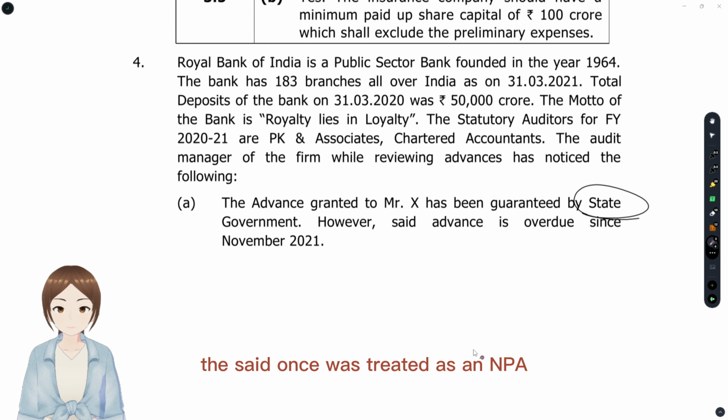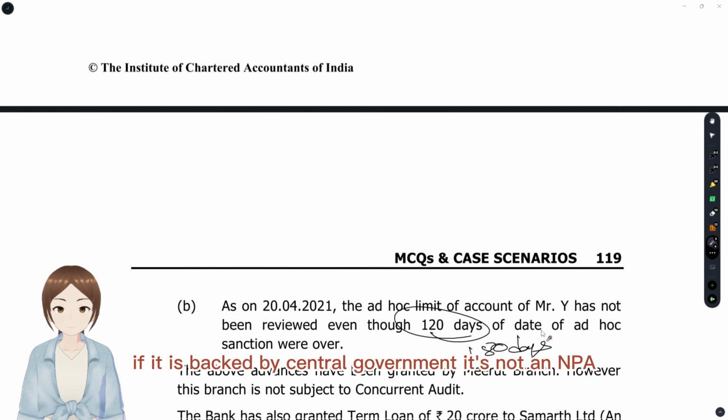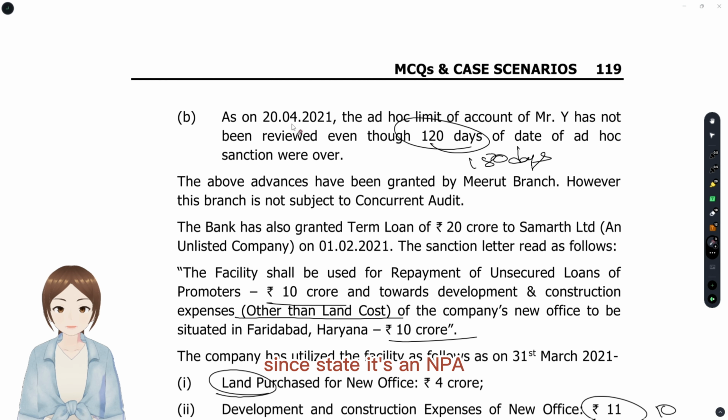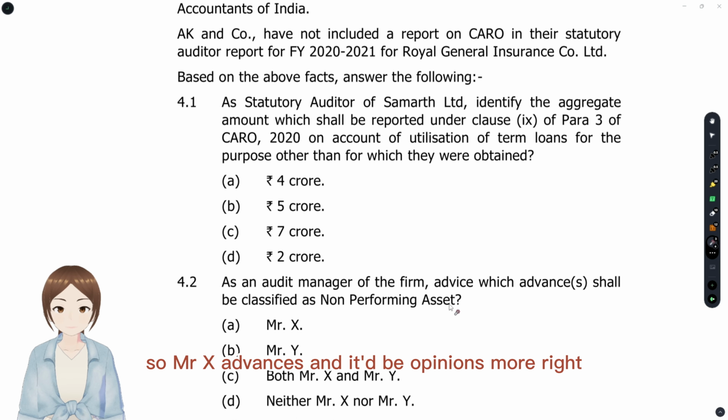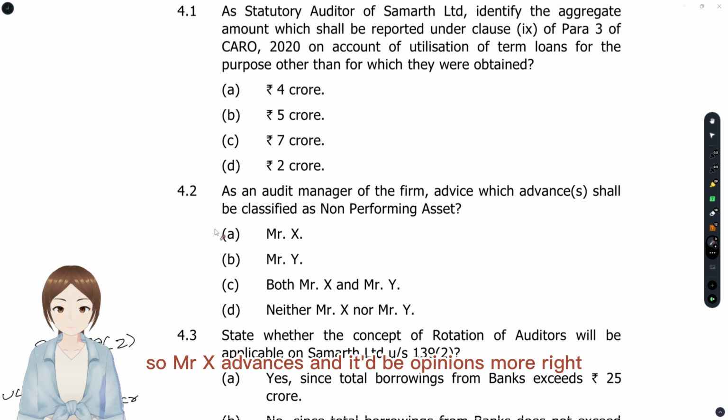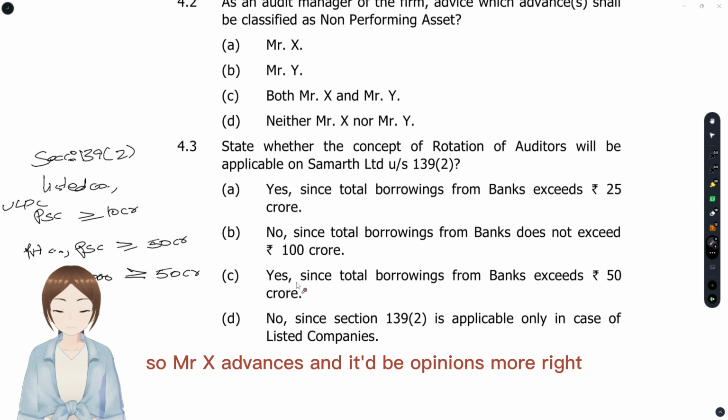This advance is treated as an NPA. If it is backed by central government, it's not an NPA; if it's state, it's an NPA. And the ad hoc limit was not reviewed for 120 days. If the ad hoc limits were older than 180 days, or the stock statements were, then it would have been an NPA. Since it's 120 days, it's not an NPA. So Mr. X's advance is an NPA. Option A is more right.